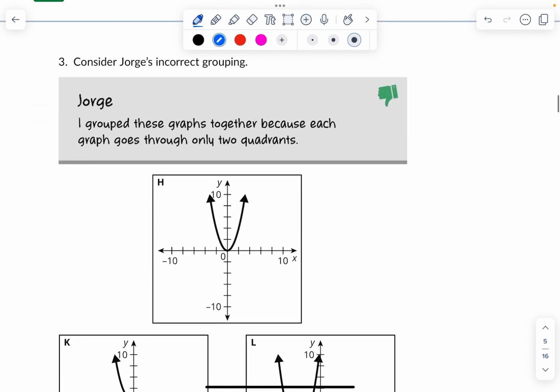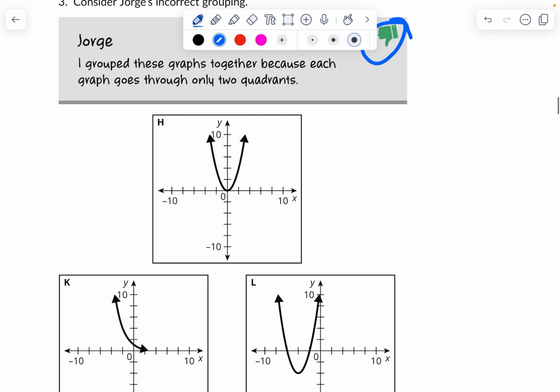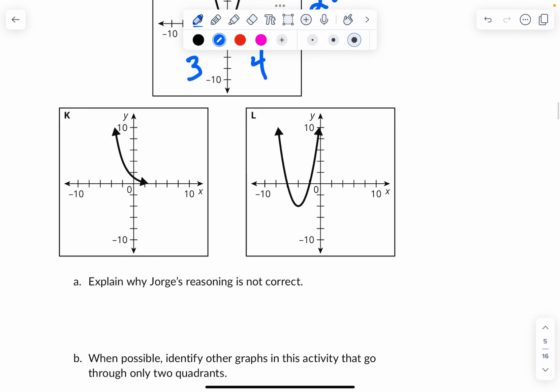Okay. Next person, Jorge. Well, apparently, according to the book, Jorge did not get his answer correct. He picked 3 graphs and put them together, and he said that they each go through only 2 quadrants. Well, guys, we're going to number our quadrants. Quadrant 1, quadrant 2, quadrant 3, and quadrant 4. Now, this first one, graph H, if it continues up, the only place it's going to be is in quadrants 1 and 2. There's no way for this graph to turn and be in quadrant 3 and 4. So I agree, this one is in 2, okay? But let's look at K.